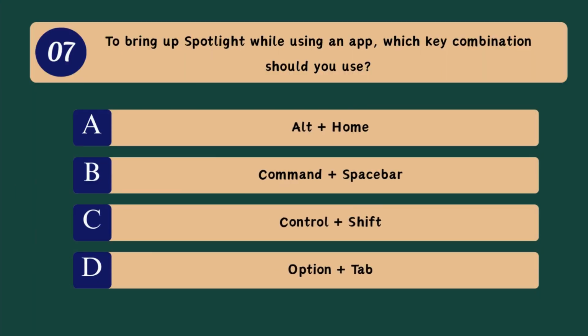Question 7. To bring up Spotlight while using an app, which key combination should you use? A. Alt plus Home. B. Command plus Spacebar. C. Control plus Shift. D. Option plus Tab. Correct answer, B. Command plus Spacebar.